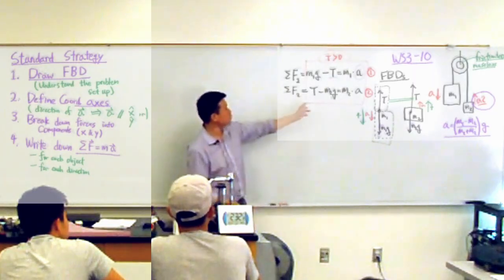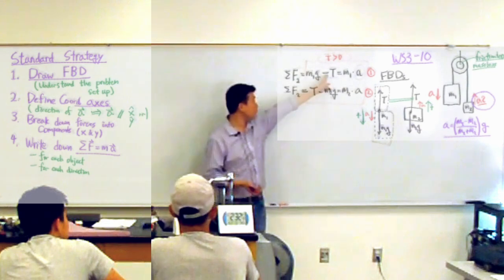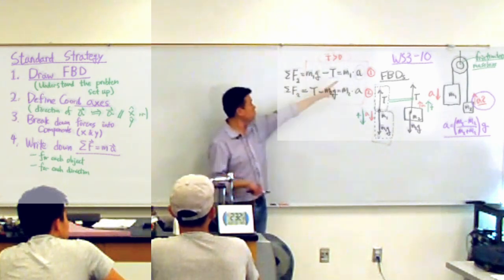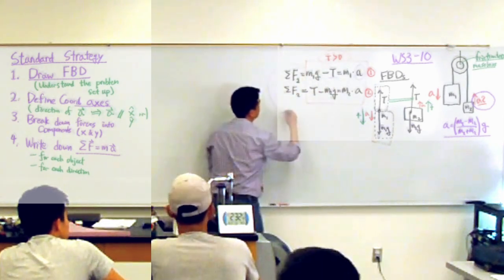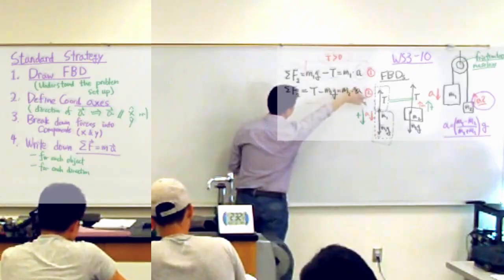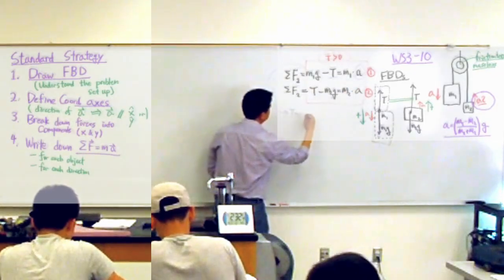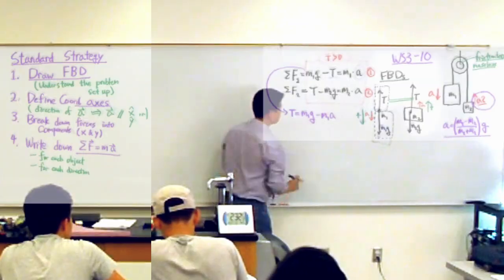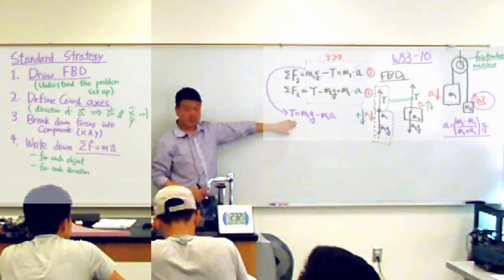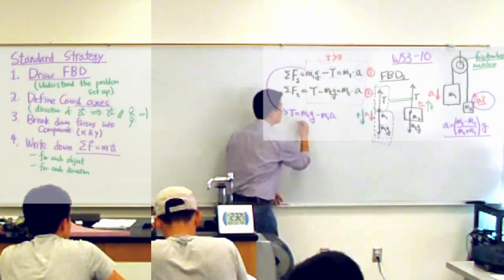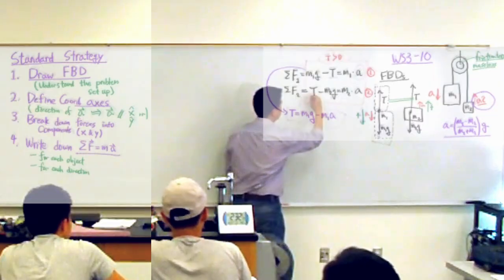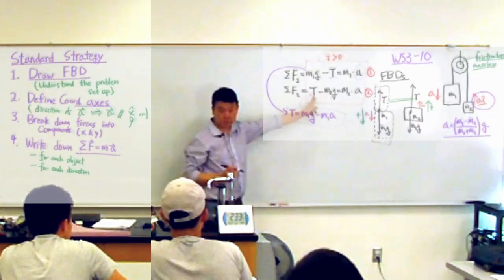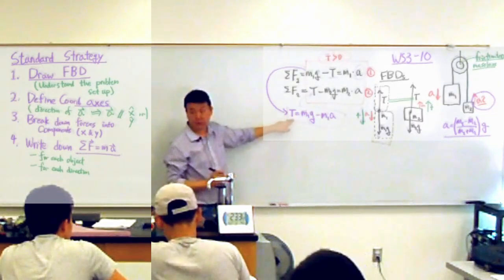Let me do it with the first equation. It doesn't matter which one I do it with. So I'm going to solve for tension here. So move T over, move the other thing over. So I get T is equal to M1G minus M1A. Right? Now what I do is I'm going to use this to eliminate tension in the other equation. That's why I solve for tension.